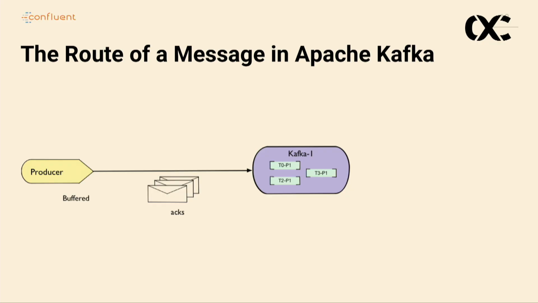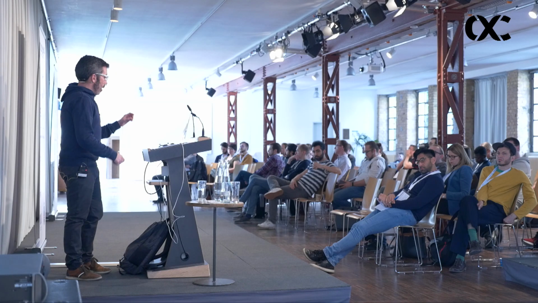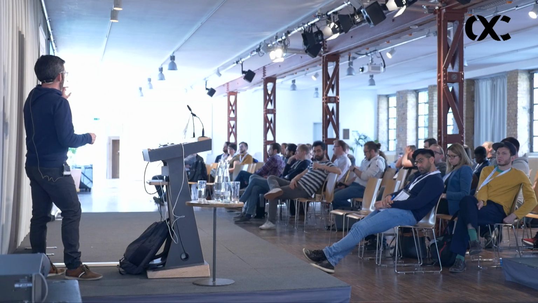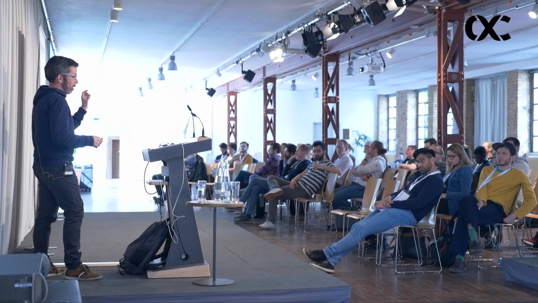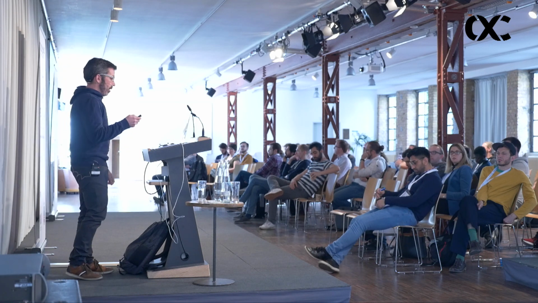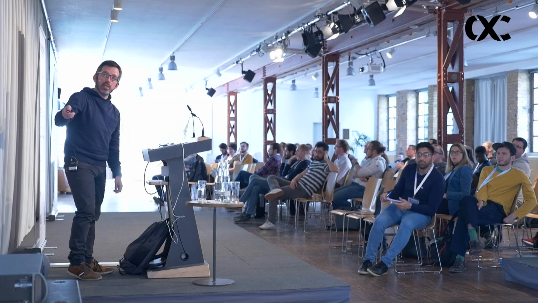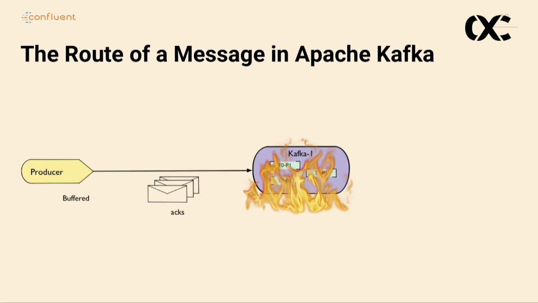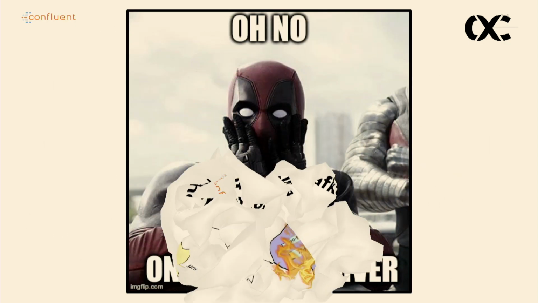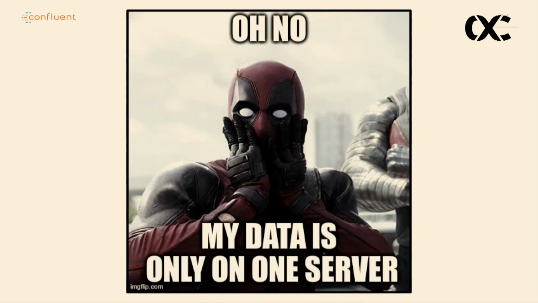Imagine this scenario where we have a producer that sends a bunch of messages to one server. This producer, always good to remember, buffers messages. So all the messages that I send to the brokers are being grouped for performance reasons to the server. In this producer, we can define some ACKs guarantees, from fire and forget to please remember everything. But in that case, what happens if this broker goes on fire? Oh no, my data was only in one server.